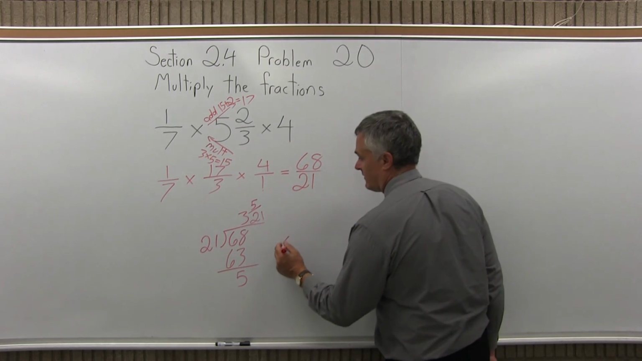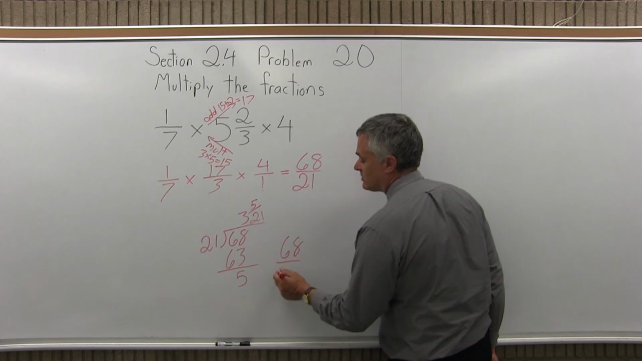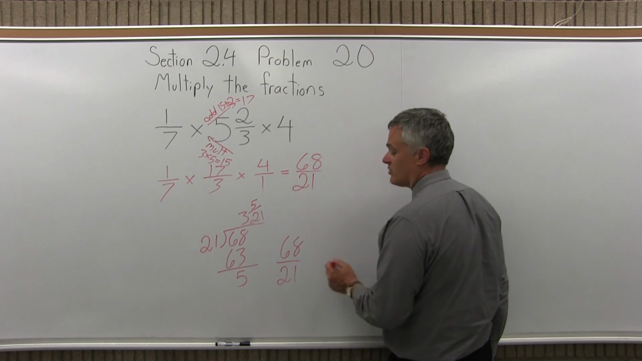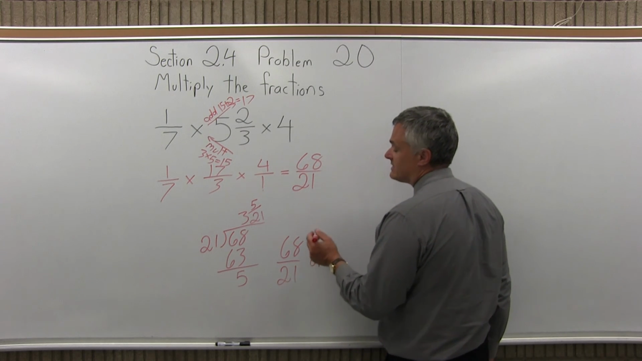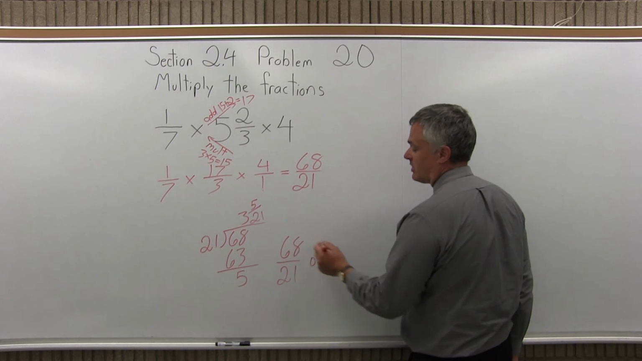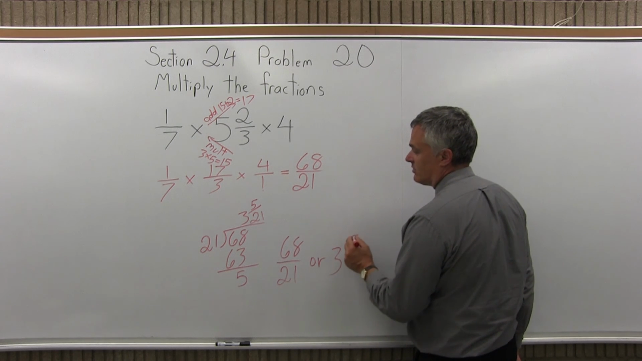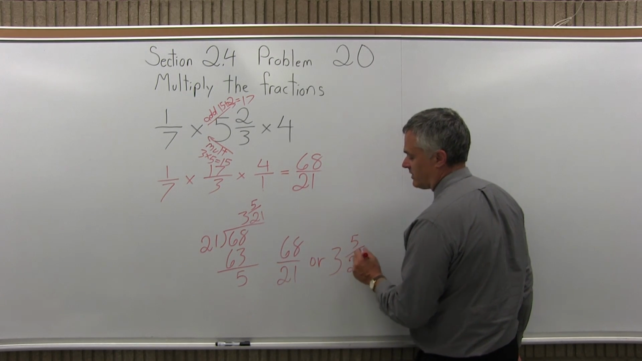So if they will allow you to leave your answer as an improper fraction, 68 over 21 is good. Or if they say that you can't do that, with a little bit of work, you can convert it to 3 and 5/21, like that.